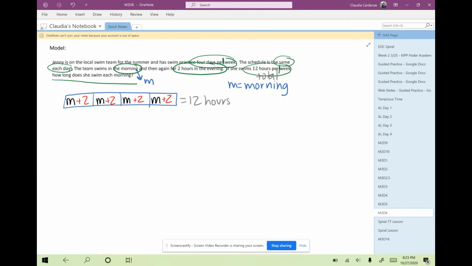Well, we do have four boxes with m plus 2, so we learned earlier that we could write it as m plus 2, plus the second day of m plus 2, plus the third day of m plus 2, plus the fourth day of m plus 2, equals a total of 12. Now, how can we simplify this equation?